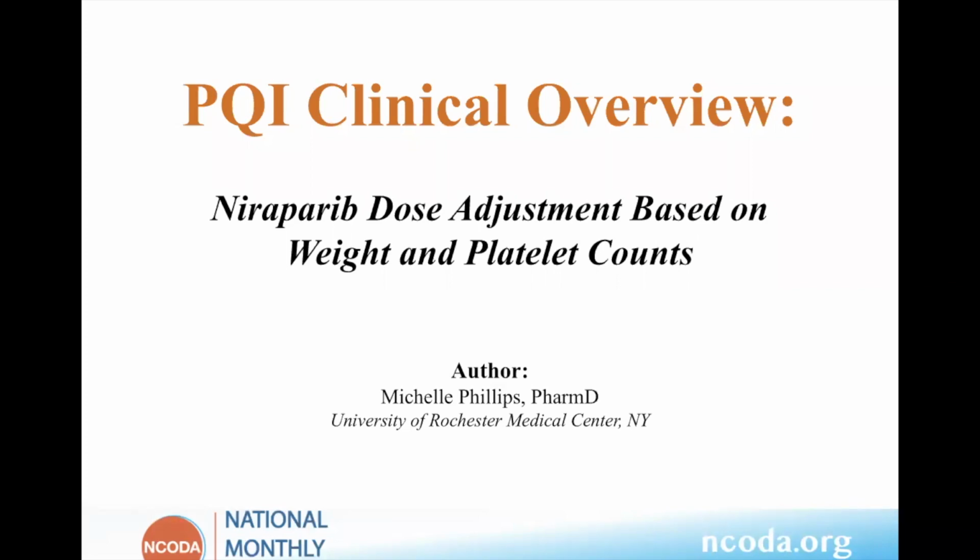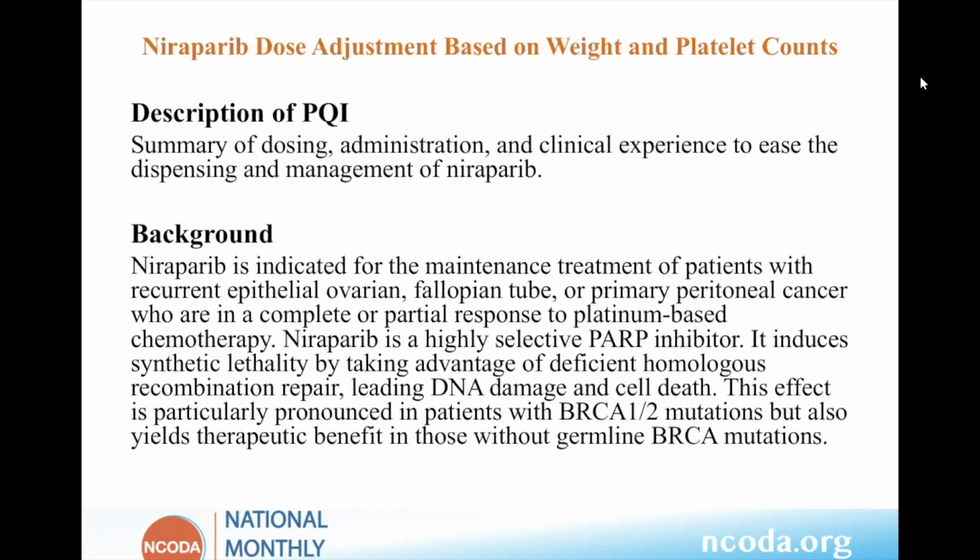Hi everyone, thanks for joining in. The purpose of this PQI was just to provide a summary to aid in the dispensing and management of patients taking Niraparib. For those of you that aren't aware, Niraparib is a PARP inhibitor that is indicated for the maintenance treatment of patients who have recurrent epithelial, ovarian, fallopian tube, or primary peritoneal cancer after a complete or partial response to platinum-based chemotherapy. PARP inhibitors induce DNA damage and cell death by taking advantage of deficient homologous recombination repair. And while this tends to be more pronounced in patients with BRCA1 or 2 mutations, it also has benefit in patients without BRCA mutations as well.